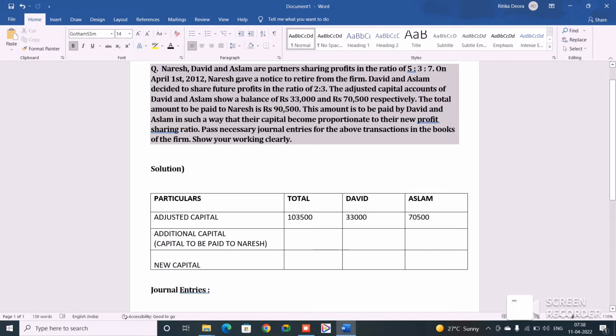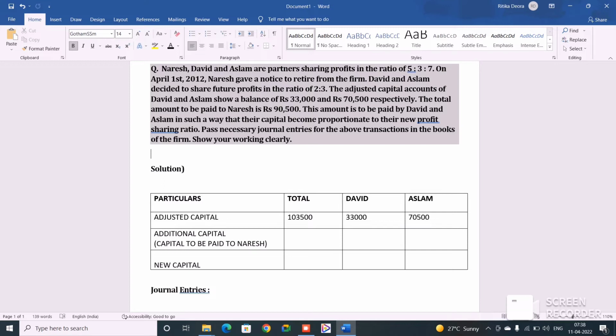So where will this cash come from? Because there is no cash in the firm, it means that the remaining partners have to bring in some cash, and the total cash to be brought in by them is 90,500 in order to pay off Naresh. Now, what will be the entry when new cash is brought in the firm? Whenever a partner brings cash in the firm, what entry do we pass? The entry is cash account debit to that partner's capital account, right? Because it will increase the capital of the partner.